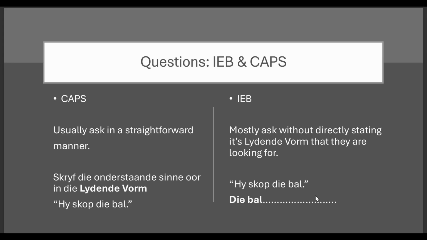They don't always tell you to change it to a specific thing. They will give you a keyword and it's up to you to understand what that keyword is pointing you to, which taal concept it's pointing you to. So die bal, object, we're dealing then with leidende vorm. Make sense? Hopefully it does.